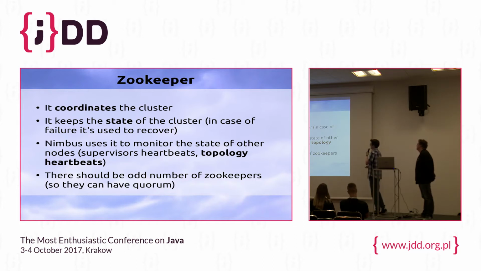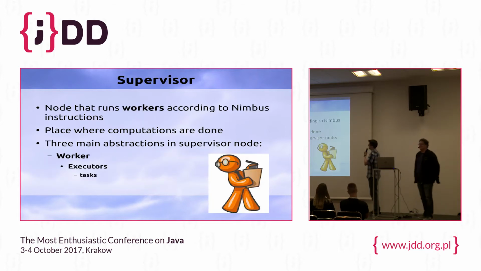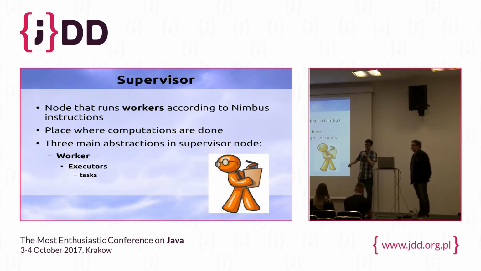So after Zookeepers, we've got the last node, the supervisor, and the supervisor is the guy who is doing all the job. So that's the nodes where your topologies are running. It runs 3 kinds of abstractions: workers, executors, and tasks.